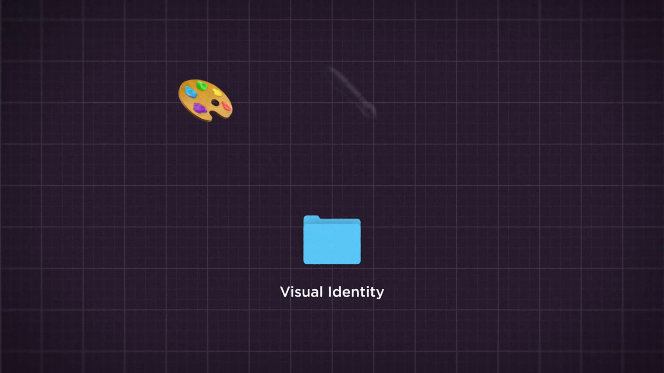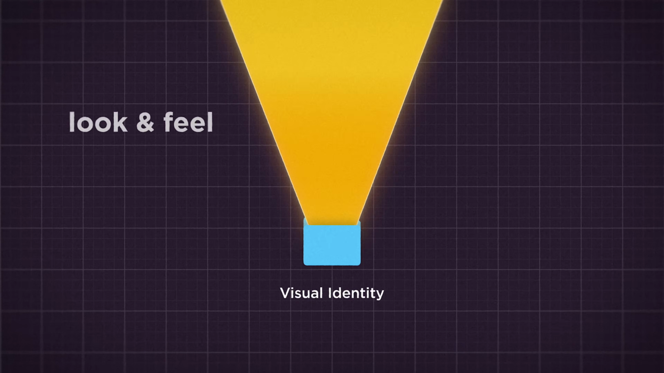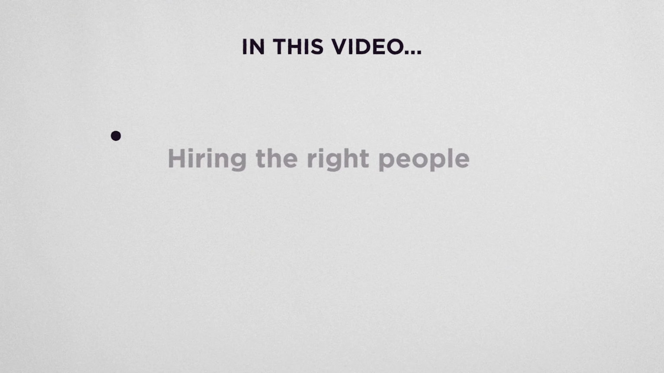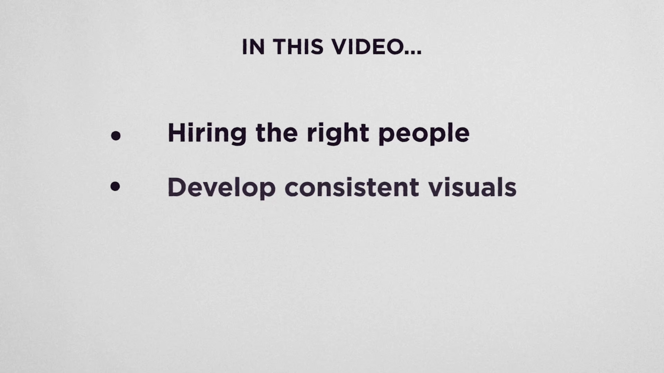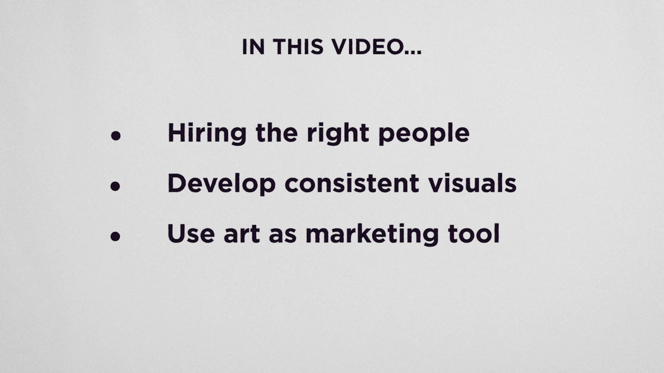It's where art, graphic design, and component choice come together to create your visual identity, which is the look and feel that sells your theme, supports your gameplay, and defines your brand. And the difference between an interesting idea and an instant backer often comes down to presentation. So in this video, we're breaking down how to bring your world to life, from hiring the right artists and designers, to developing consistent visuals, to using your art as a powerful marketing tool to build that hype before you launch.